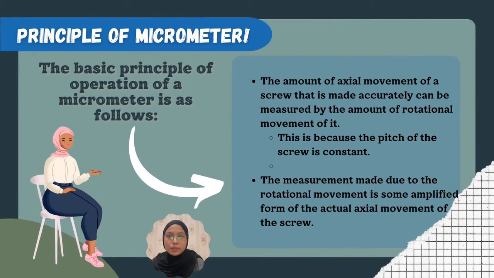Moving on to the principle of micrometer. The basic principle of operation of a micrometer is as follows. The amount of axial movement of a screw that is made accurately can be measured by the amount of rotational movement of it. This is because the pitch of the screw is constant. The measurement made due to the rotational movement is an amplified form of the actual axial movement of the screw.